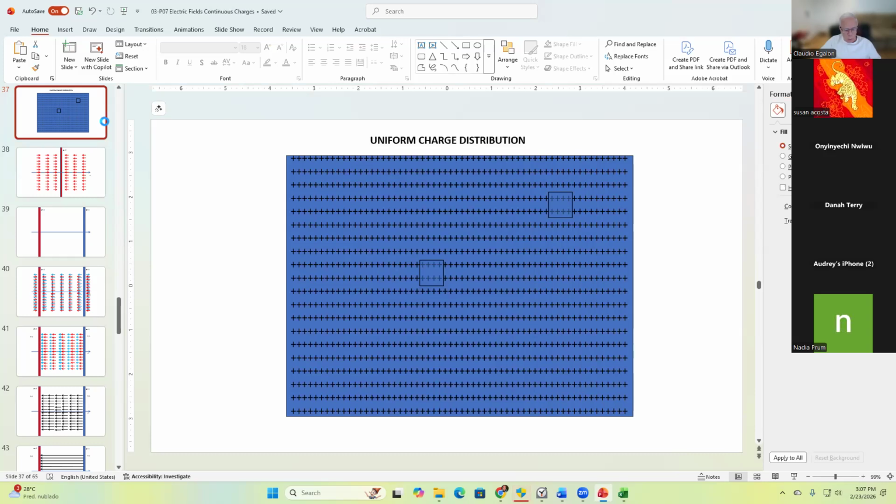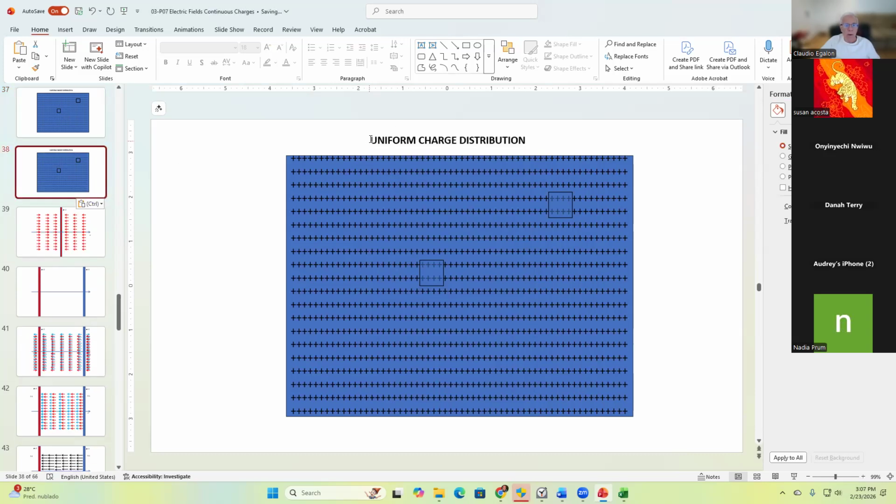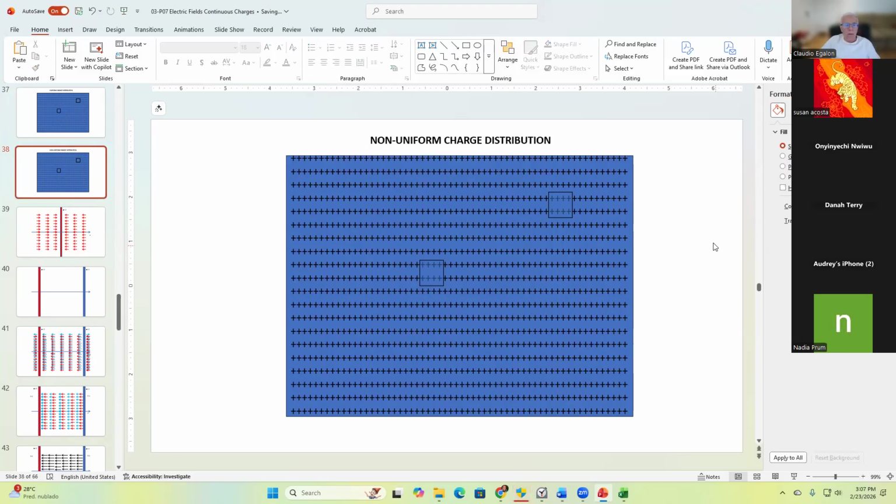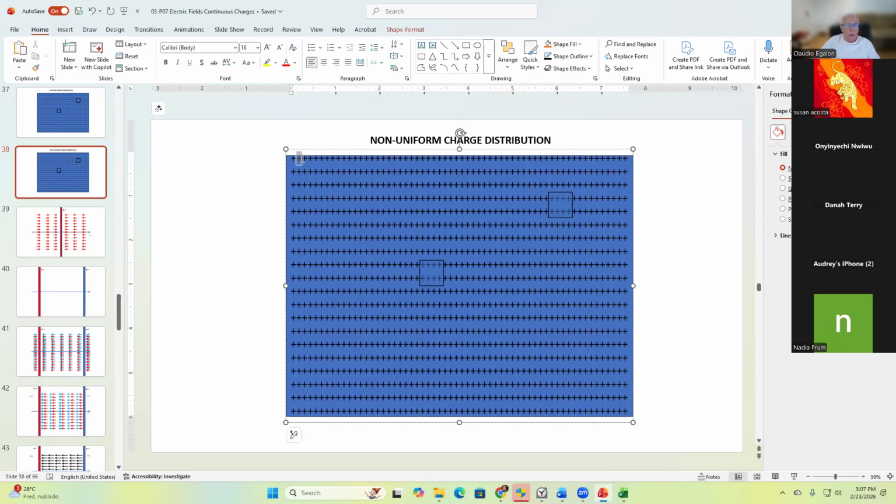Now, what would be a non-uniform charge distribution? I'm going to illustrate a non-uniform charge distribution. It would be something like the following. I'm going to eliminate some of the charges here. Oh, what happened here? It did something that I didn't want it to do. Why is it doing that? I think I know why. I'm going to put a return here.